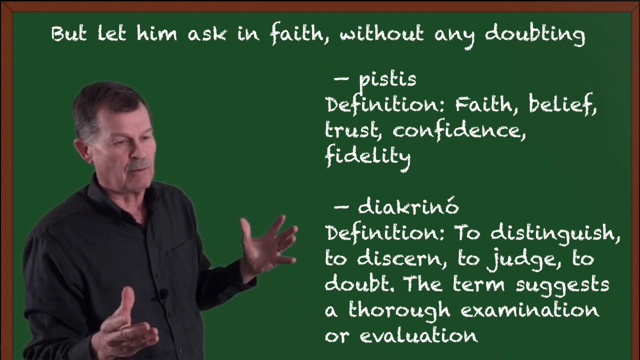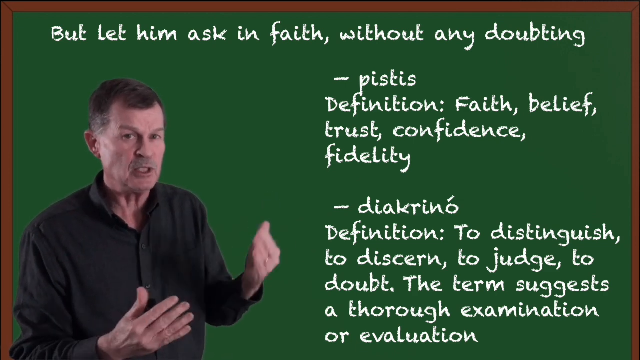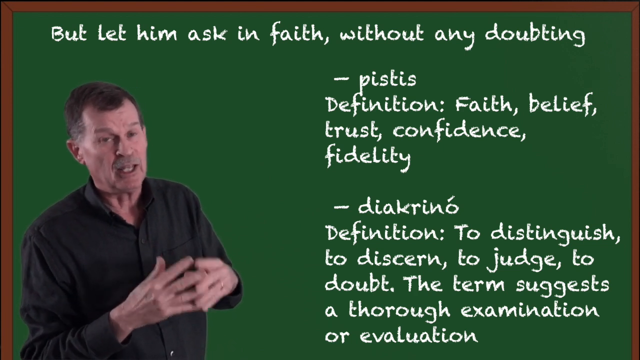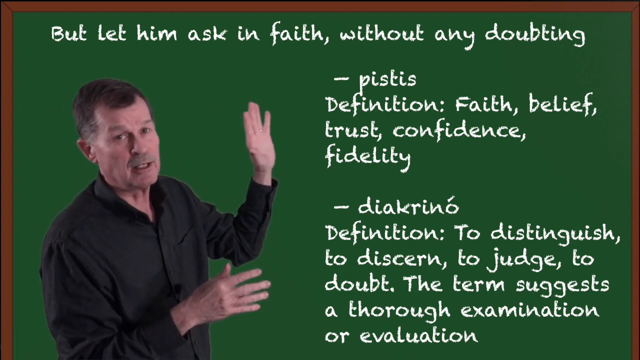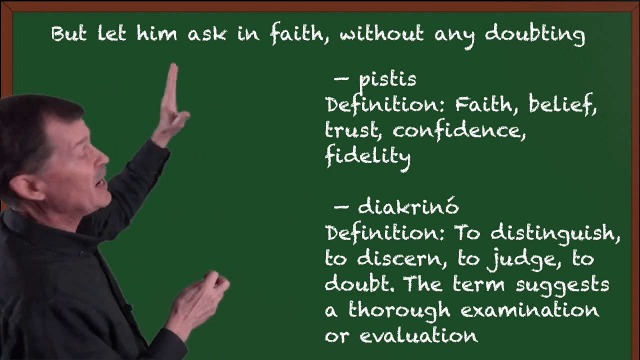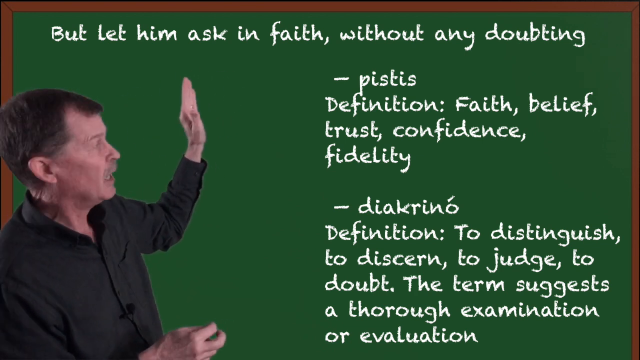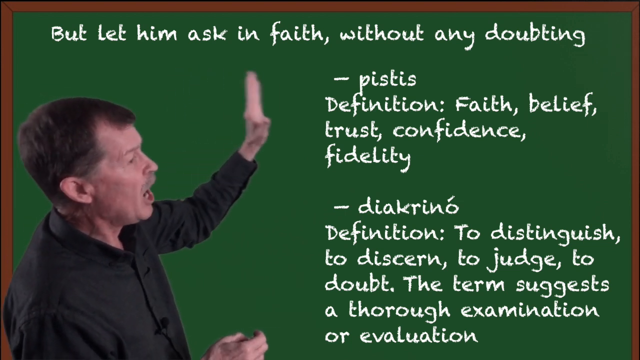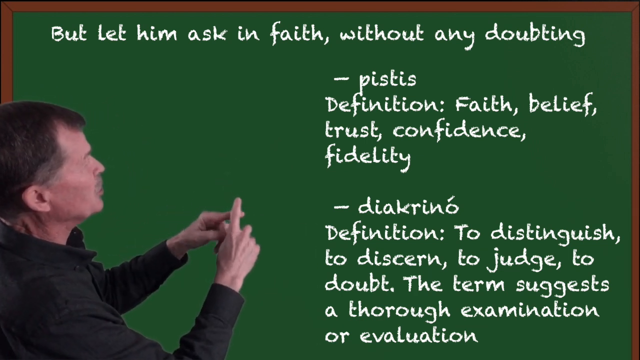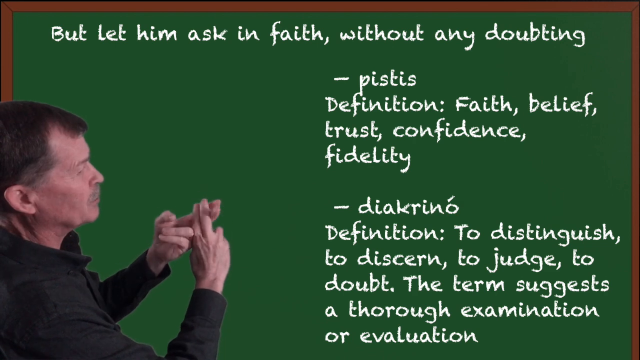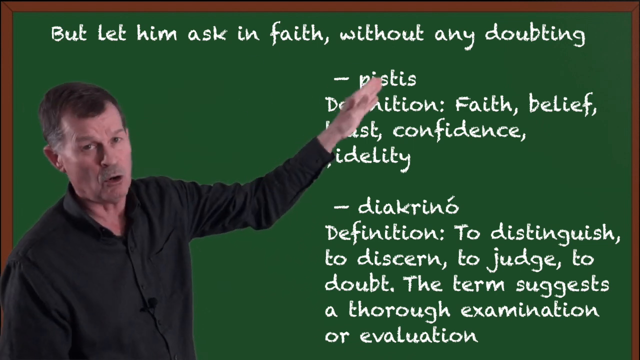Where then do I analyze what is being given to me as wisdom? Well, if it's really from God, then James is saying, by faith you receive it. And it's not a blind jump of faith, but it is not by diakrino. Diakrino is to distinguish, to discern, to judge, to doubt. The term suggests a thorough examination or evaluation, and James is saying no.